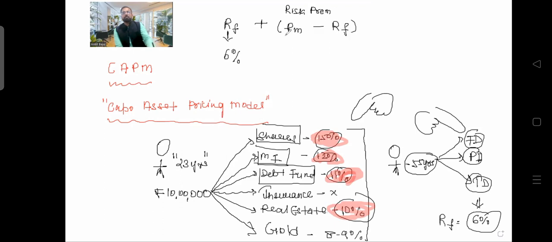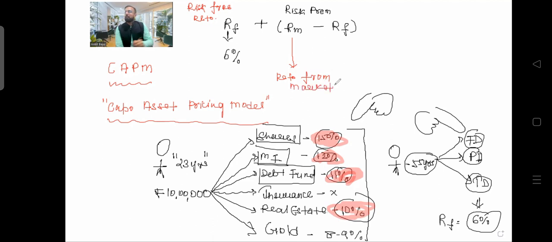So RF means here risk-free return, right? RF is risk-free return. What is the meaning of RM? RM means return from market.